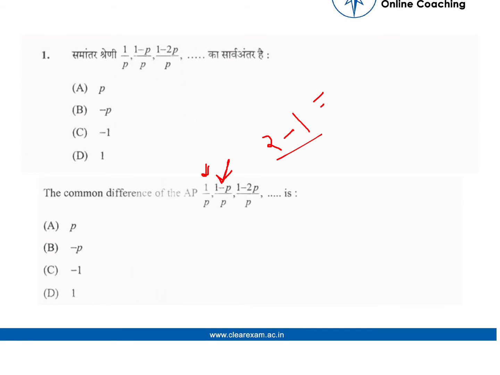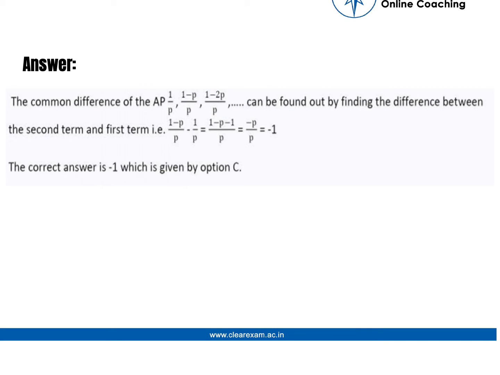Okay, so let's see the solution. The common difference of the AP, this is the AP, can be found by finding the difference between the second term and the first term. I have told you in the previous slide, and this is the second term and this is the first term.